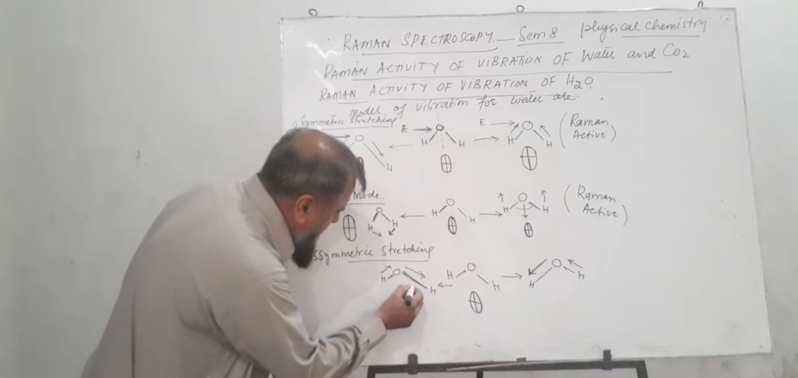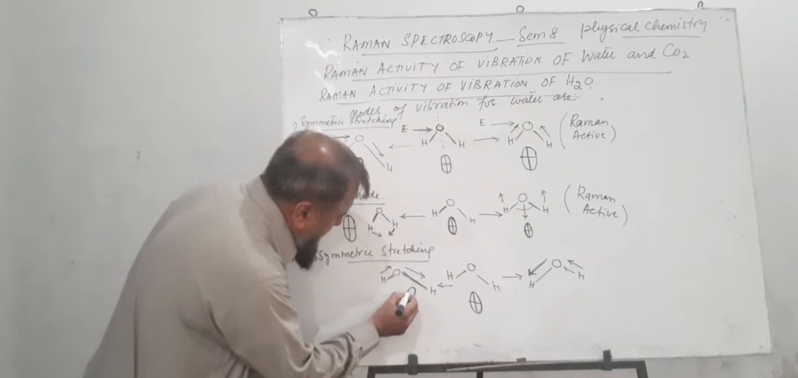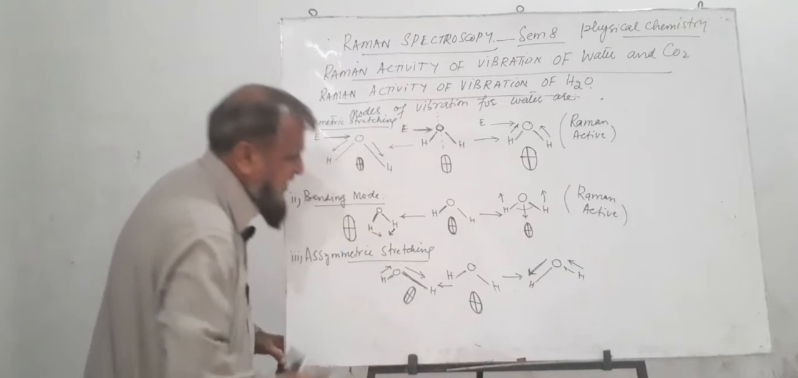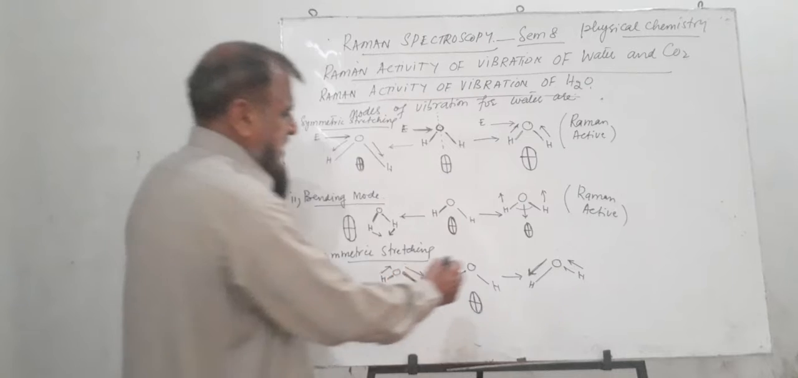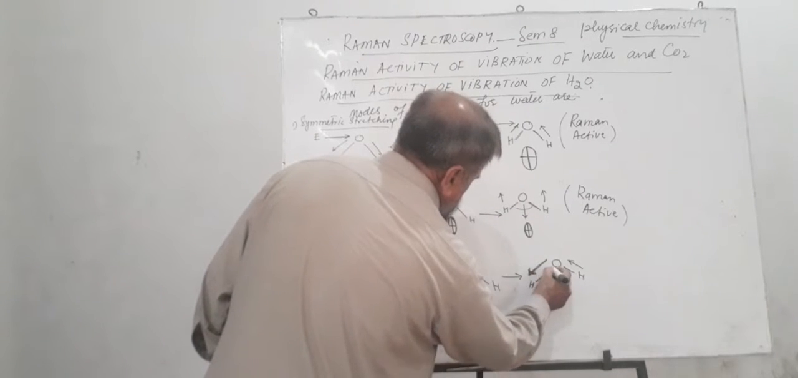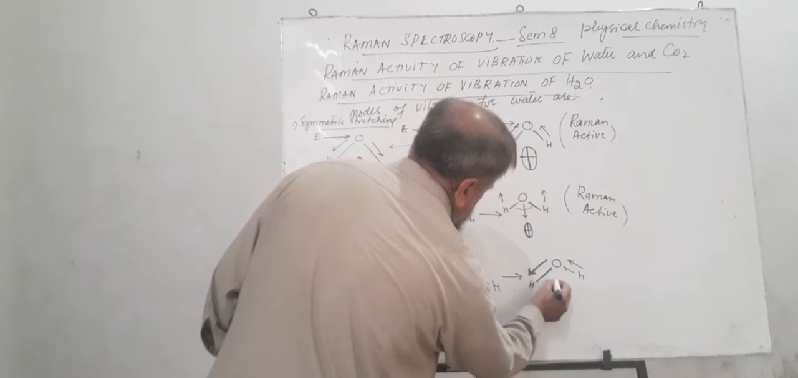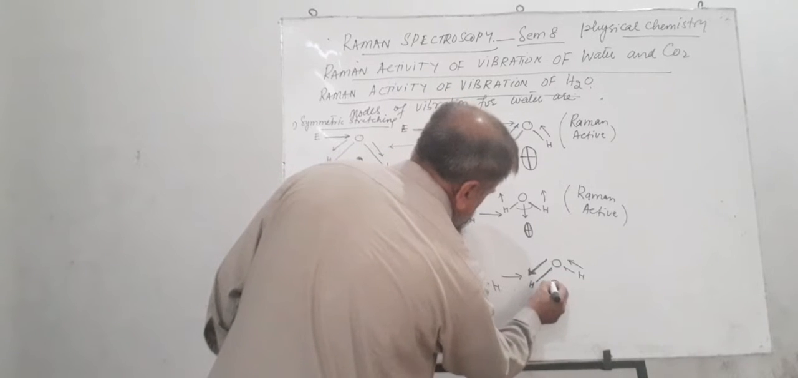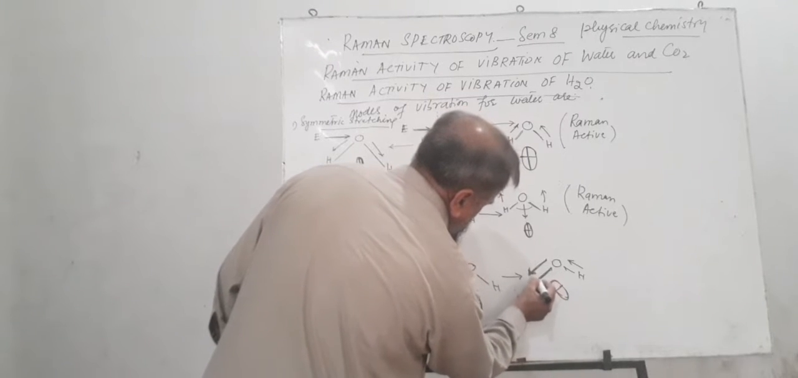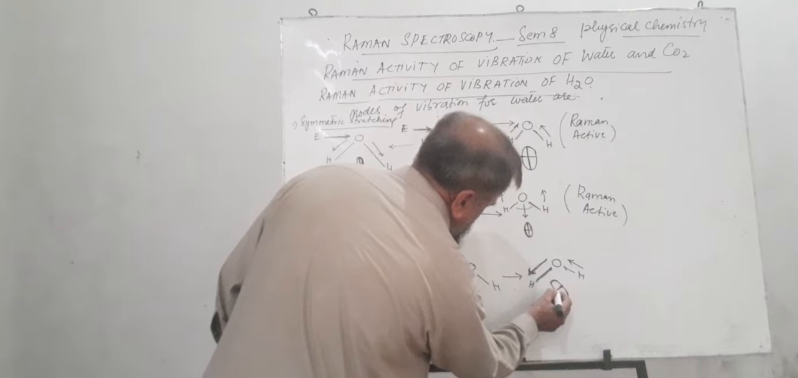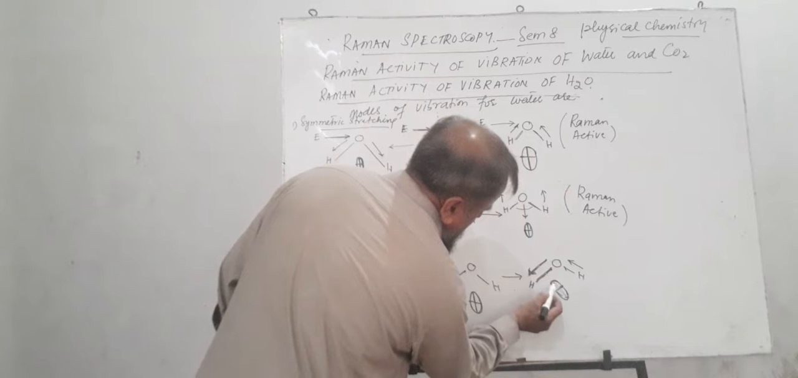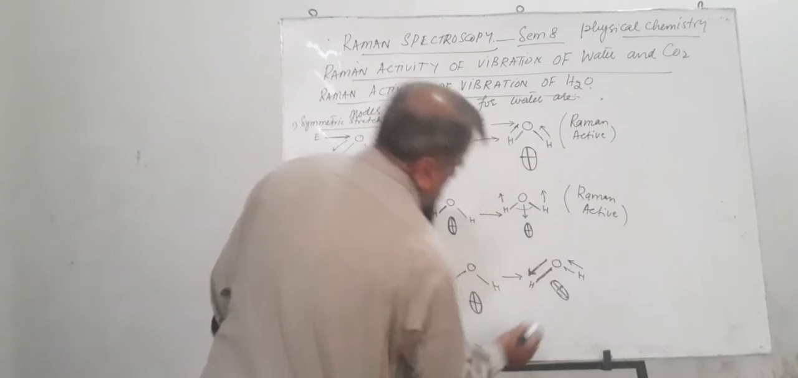The direction of the polarizability ellipsoid will change; here we have this direction, and here we have some other direction. Similarly, if we consider the next case in which the other bond expands, then the ellipsoid will be in the direction of that bond. In this direction polarizability is maximum, and perpendicular to this bond the polarizability is less, therefore it is represented by the minor axis.